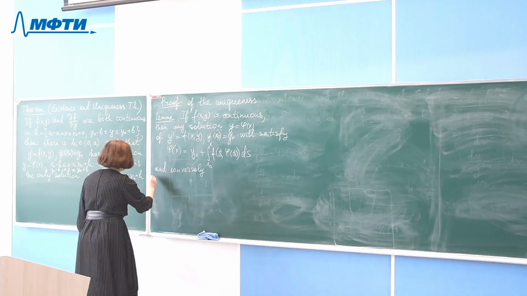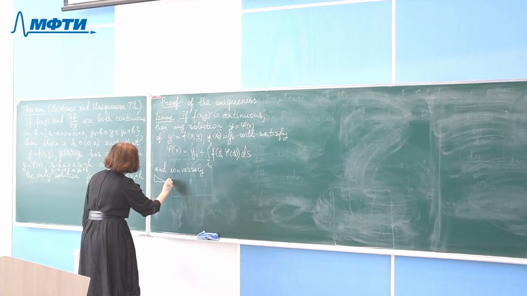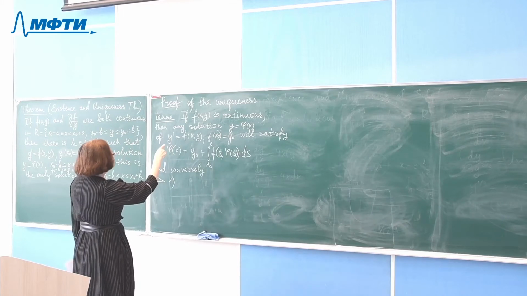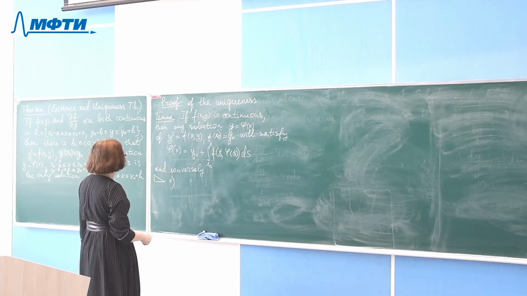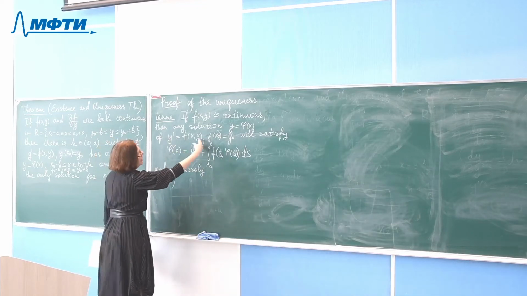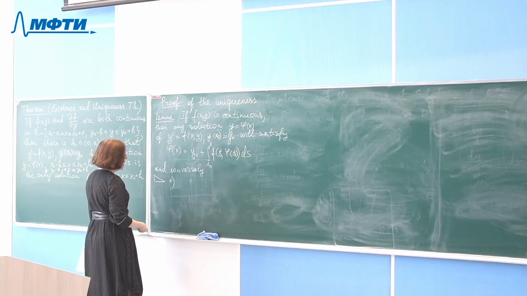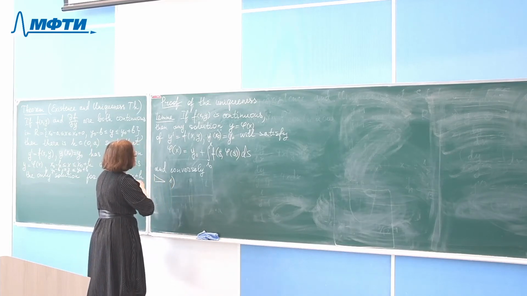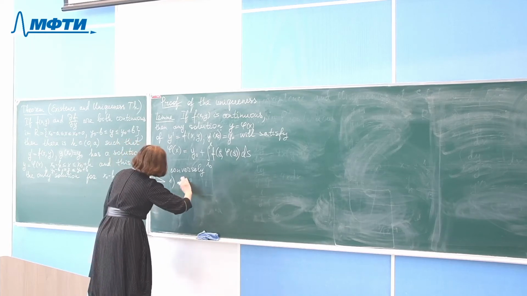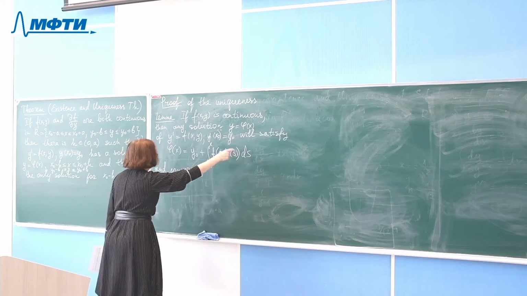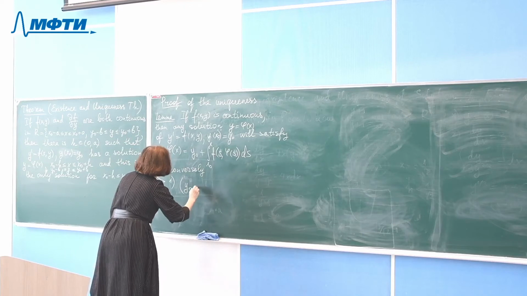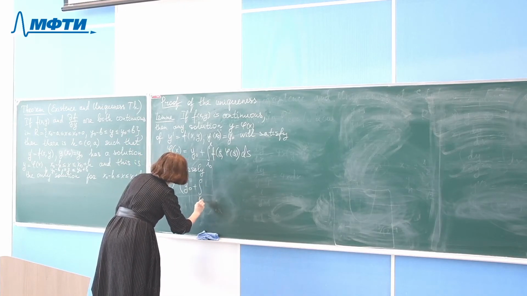Let's prove this lemma. First, suppose that if it's continuous, then any solution will satisfy. Suppose phi of x is a solution of this differential equation, and let's consider this integral equation, and let's differentiate the right-hand side. Let's find the derivative of the right-hand side.